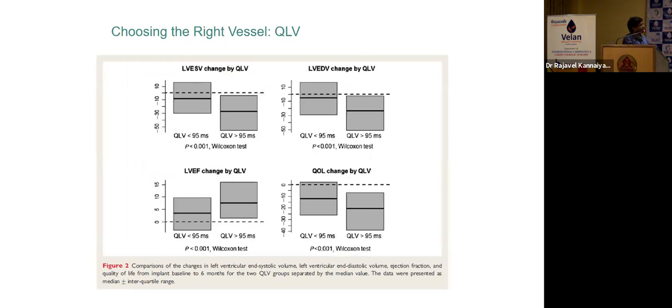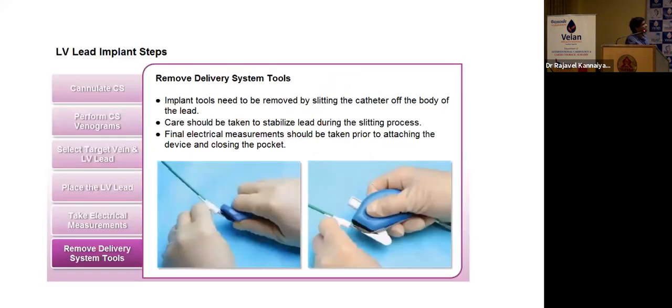So this is a diagram showing QLV. So if it is more than 95 milliseconds, it's better. Next slide. Another difficulty in putting the CRT is cannulating the CS with the delivery sheath. Always we have to be careful because if you miss it, sometimes the lead may come out. So this is the most vital important step in CRT. Next.